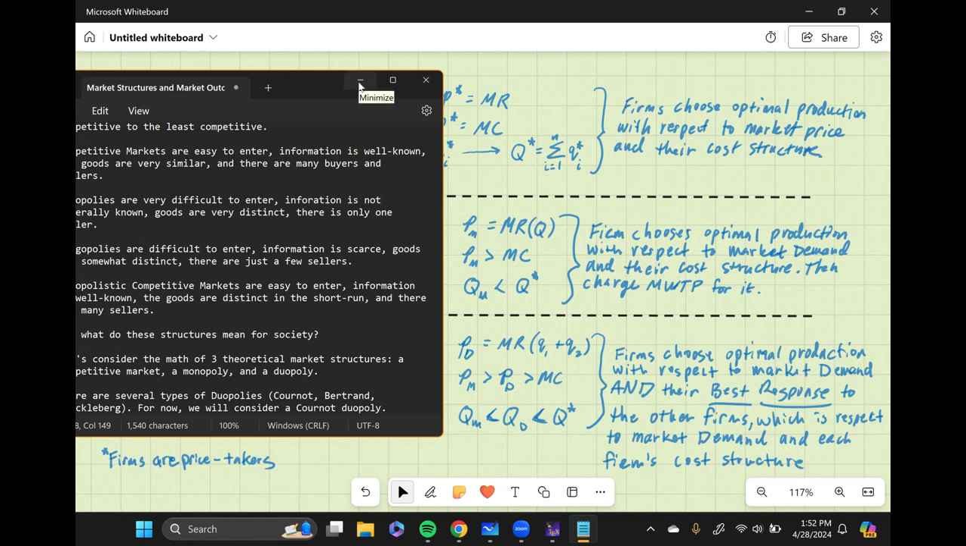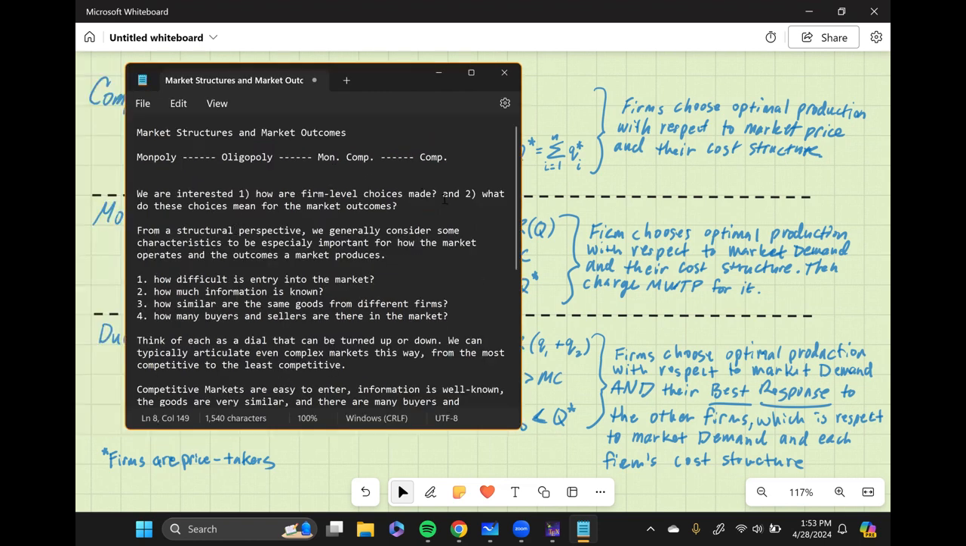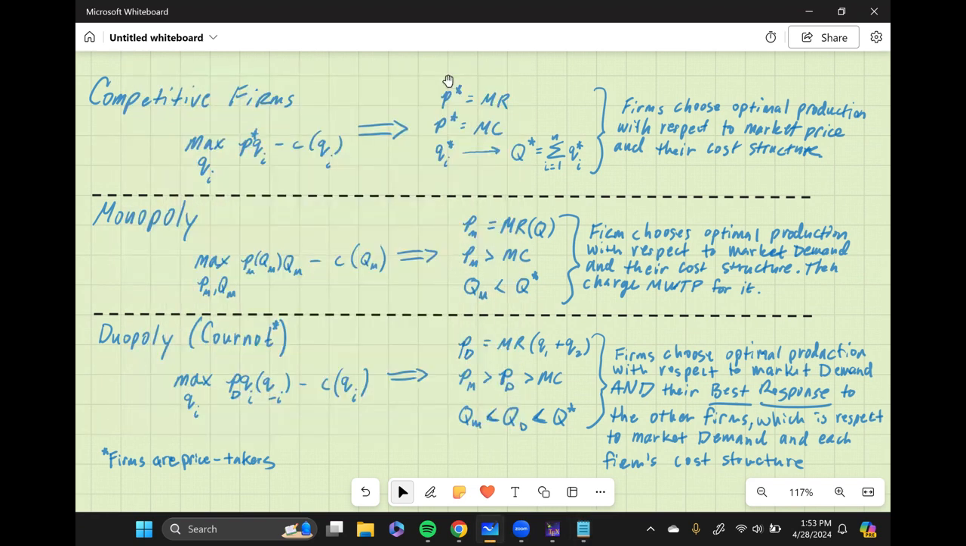Okay, so again, the first thing we're going to consider is how are firm level choices made, and then what does that mean for the market outcomes? So let's get into that. Again, these are going to be the three types of market structures that we consider here: competitive firms, a monopoly, and then a duopoly. And then again, specifically Cournot.